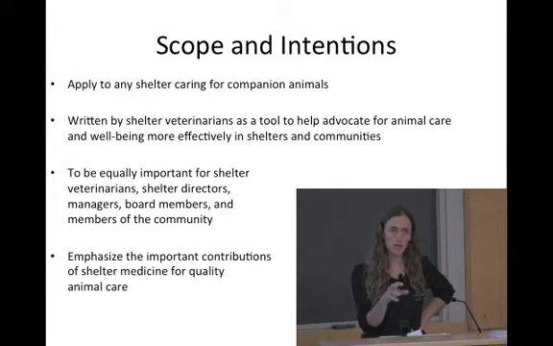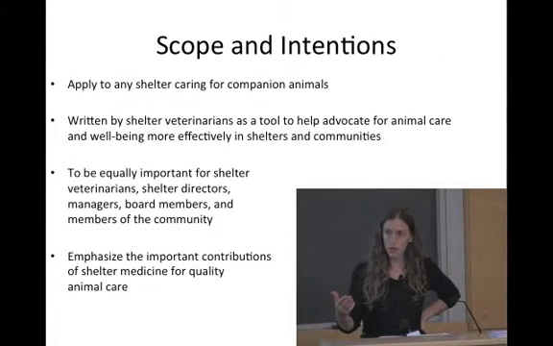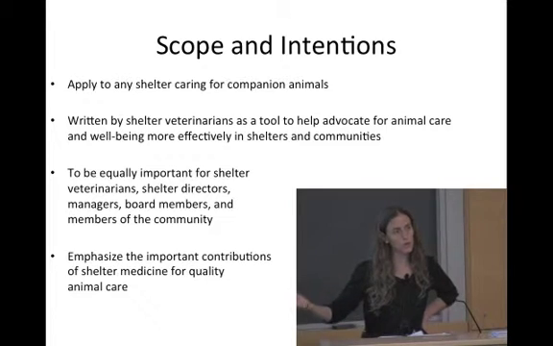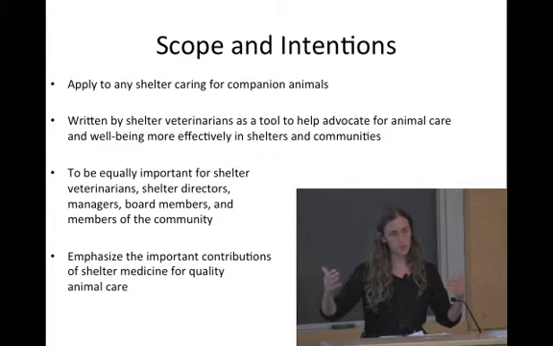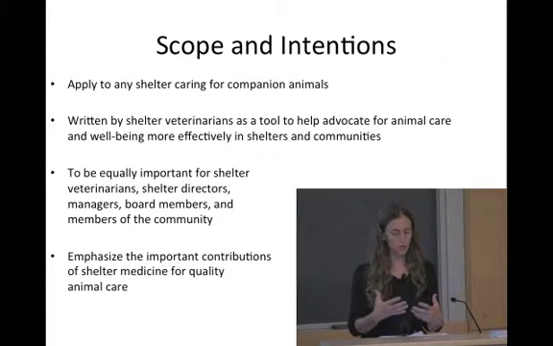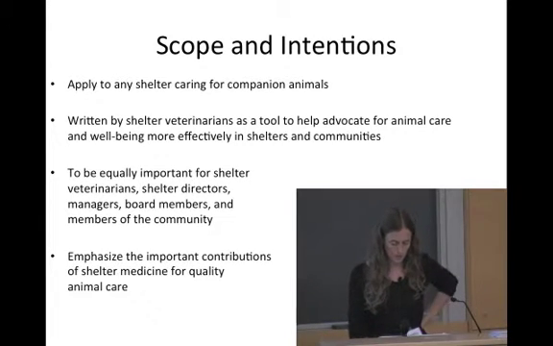And the idea was that it would be a tool for shelters themselves, for veterinarians in shelters, for staff in shelters, but also for the community, because we wanted to help the community. If the community wanted to advocate for change, we wanted to help them understand what kinds of change might be the most productive or most helpful. And so we wanted the document to be something that you could use to look inward, and that the community could use to look inward as well.